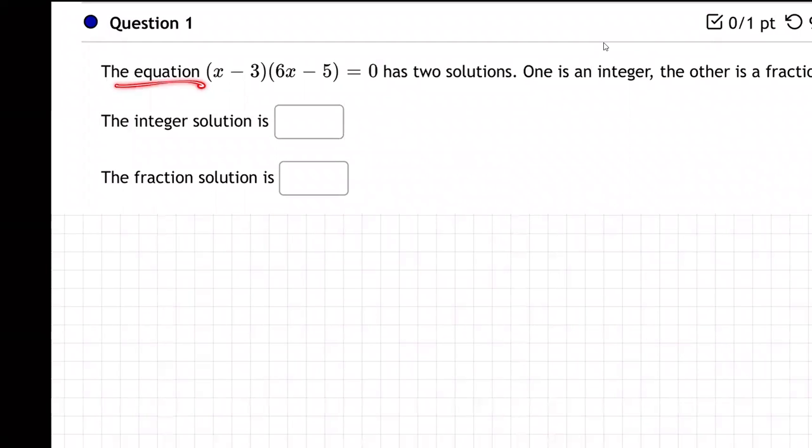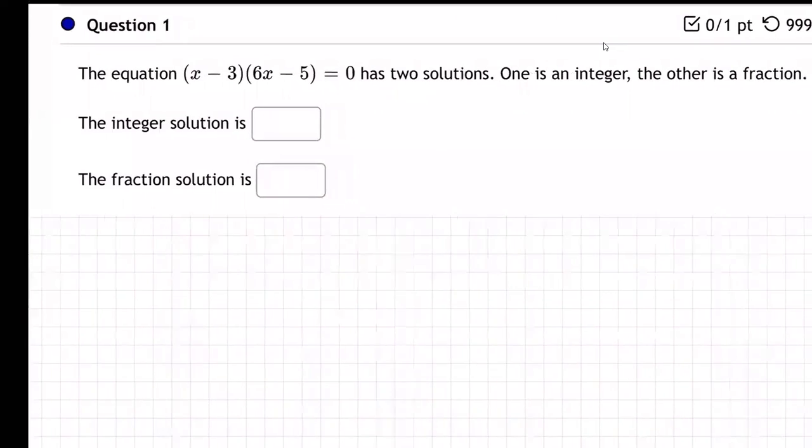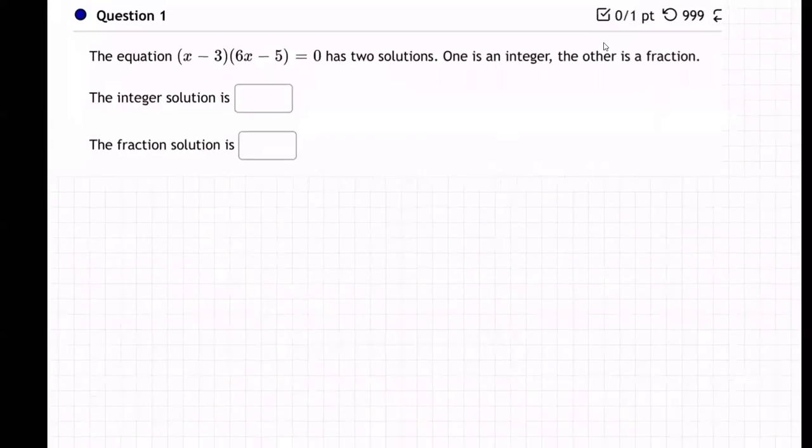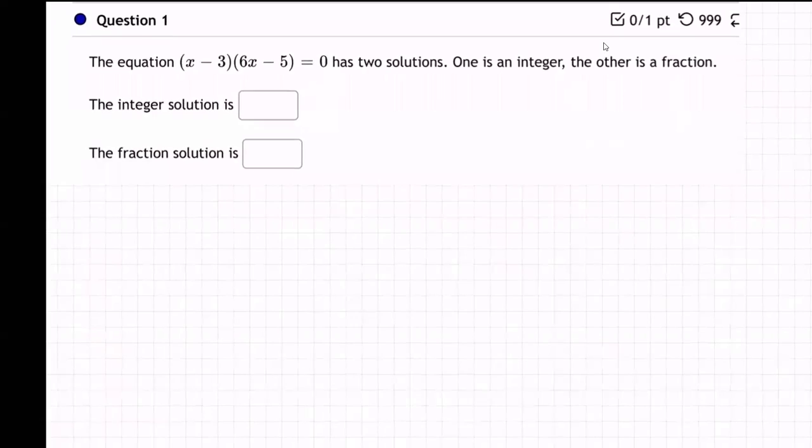Okay, the equation given here, (x - 3)(6x - 5) = 0, has two solutions. One is an integer, and the other is a fraction. It wants us to find these two solutions. So how do I go about doing that? What am I going to do?